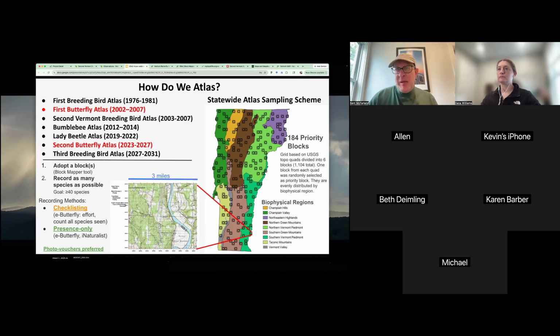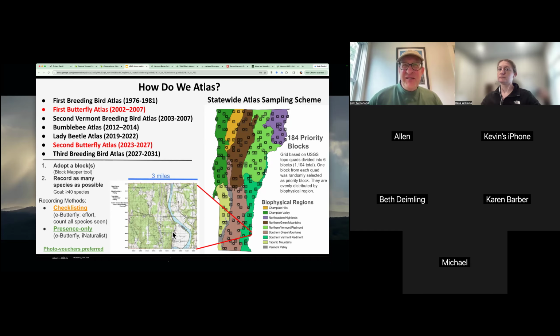And multiple people can adopt the same block. It doesn't really matter, but we're trying to spread people out so we get all these blocks adopted and surveyed. And a block, for example, this block right here, which is down near Putney Meadows, it's 3 by 3 miles. It's a pretty big area.